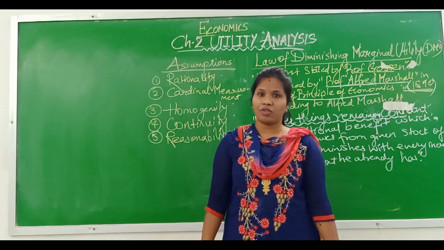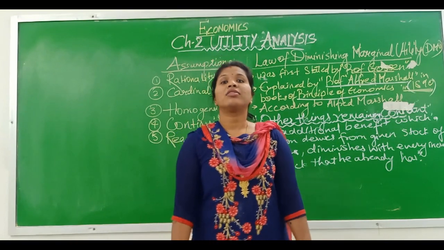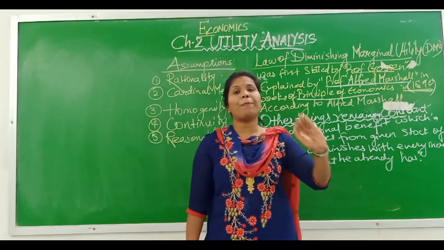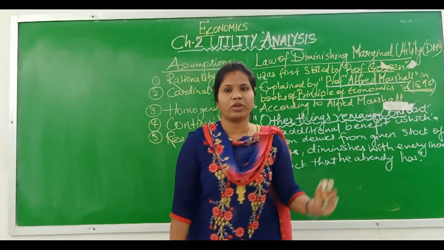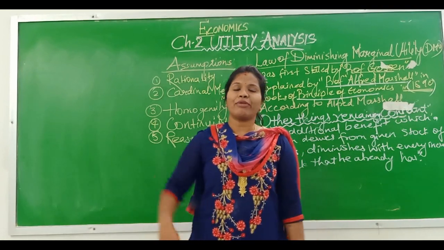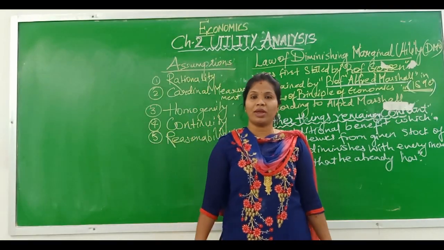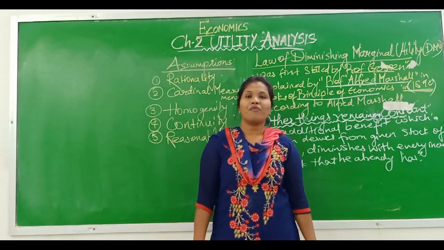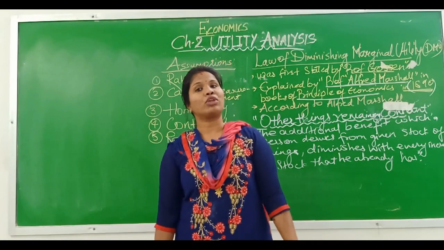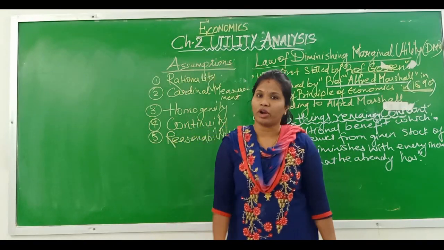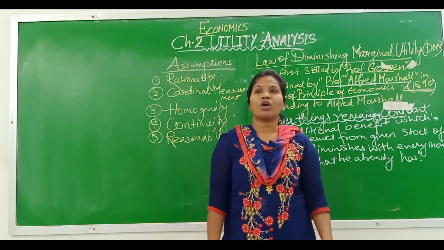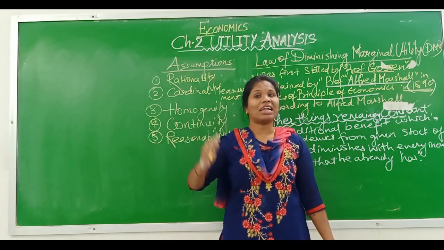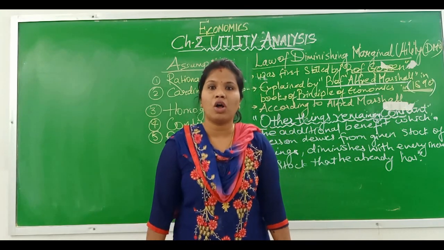Whatever commodity he is consuming, it should be a standard size. If it is a cup of milk, it should be a cup of milk only for all the units. It should not be that the first unit is a jar of milk, second unit is a glass of milk, third unit is a cup of milk, fourth unit is a tablespoon of milk, fifth unit is a drop of milk. It should not be like this. It should be of common, same size, structure. The same standard should be maintained for all the units.